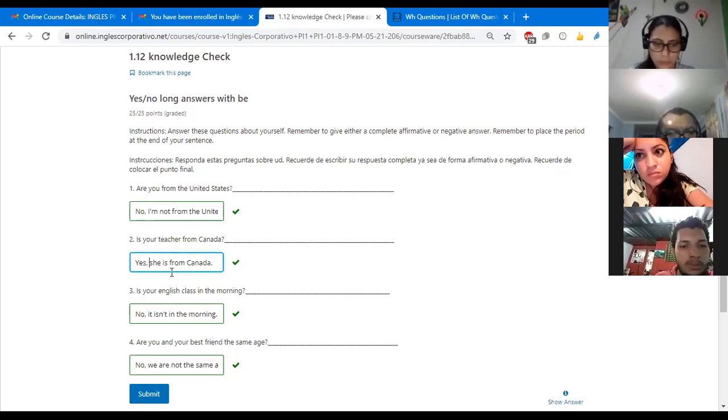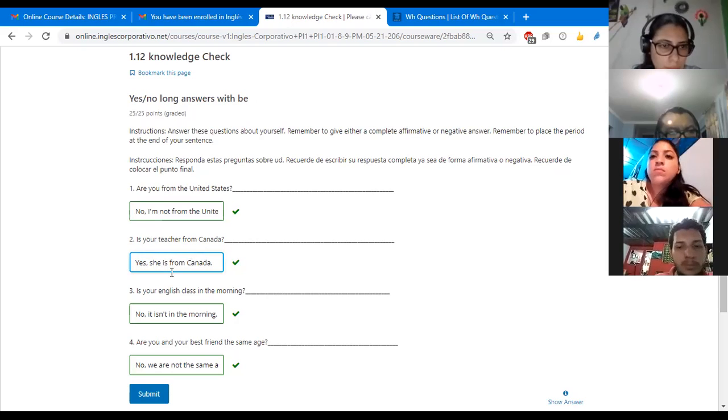And then the next one, if you see again, capital letter, capital Y, comma, she is from Canada, and Canada with capital C, because it is a proper name in English, and period.